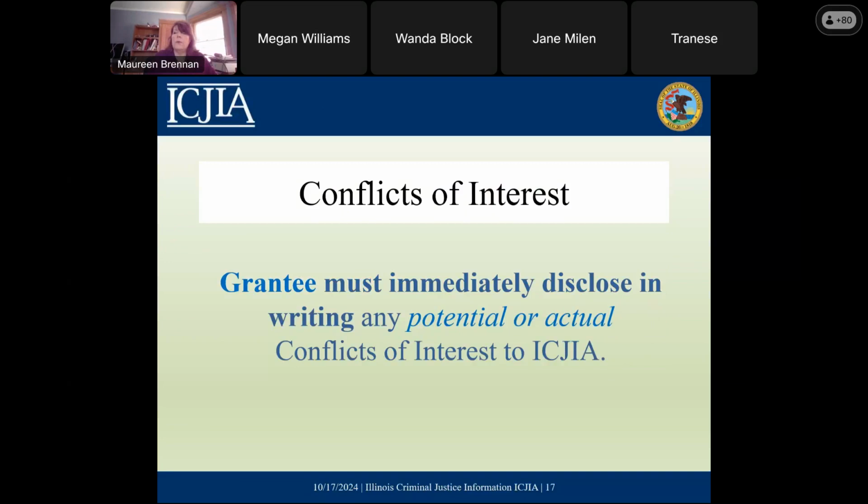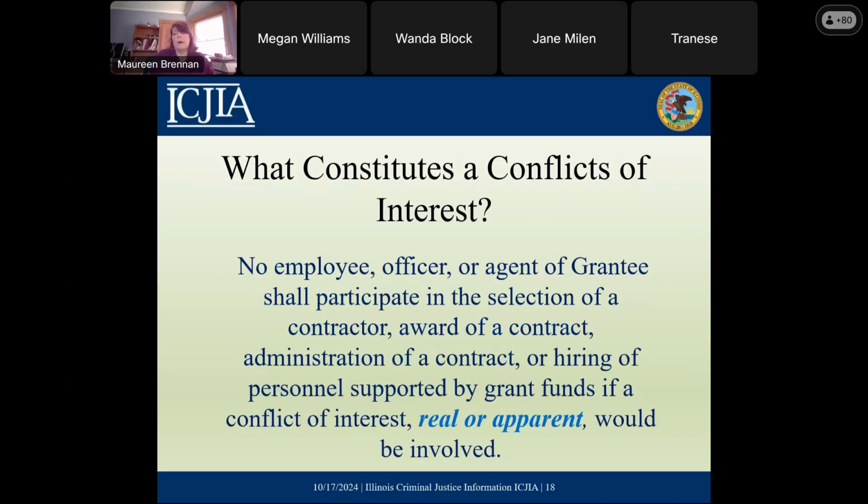Now let's dive into conflicts of interest. So the basic rule for conflicts of interest is that the onus is on the grantee to disclose in writing any potential or actual conflicts of interest that may arise as part of this grant. So a conflict of interest is, here's the lawyer language again: No employee, officer, or agent of the grantee shall participate in the selection of a contractor, the award of a contract, administration of a contract, or hiring of personnel supported by grant funds if a conflict of interest that's either real or apparent would be involved.